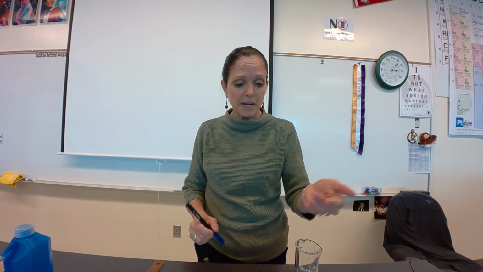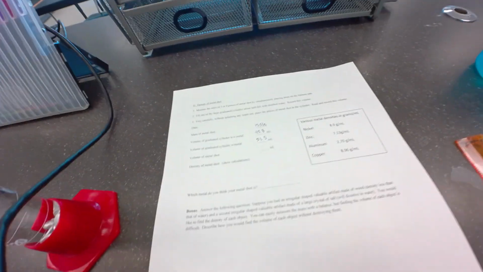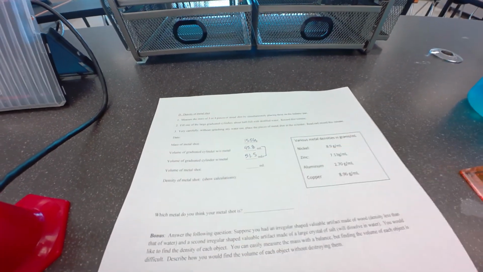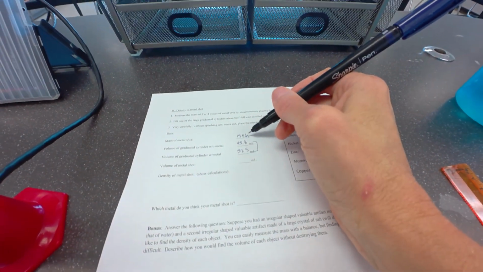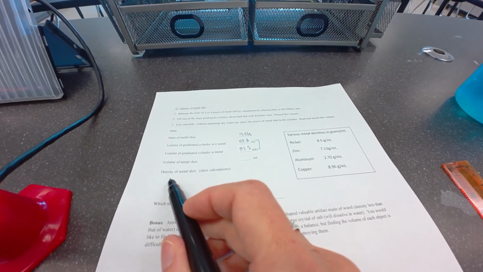Now I'm going to read my new volume. And the difference in this volume is going to give me the volume of the metal shot. So if I look at this, I've got 51.5. So my new volume is 51.5 mils. Okay. So getting the difference between these two, I can get the volume of the metal shot. And we have the mass of the metal shot here. So I can calculate with that the density of the metal shot.